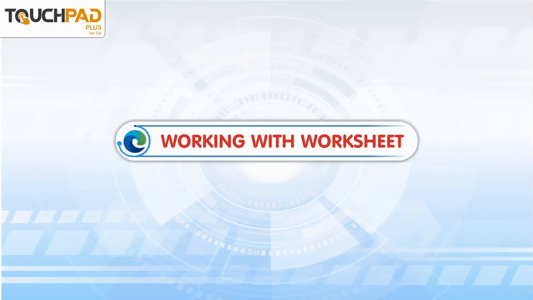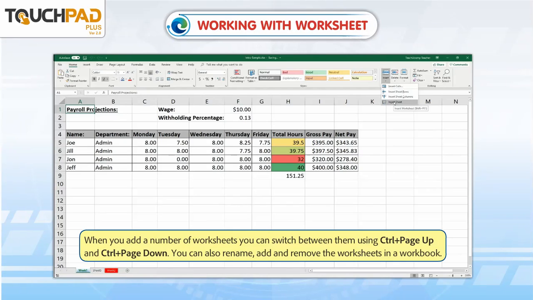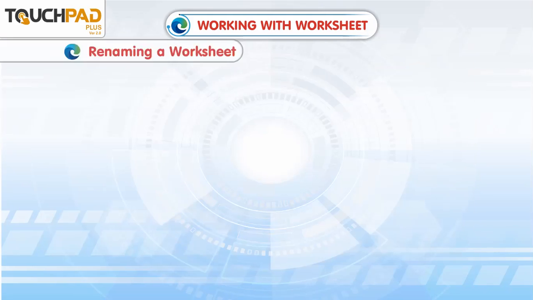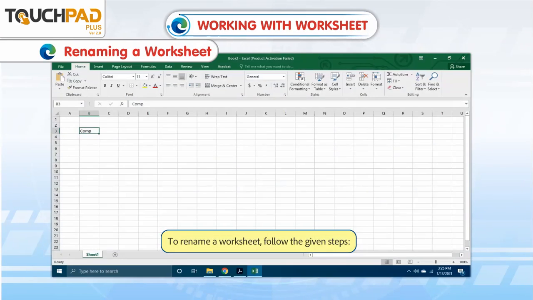Working with worksheet. When you add a number of worksheets, you can switch between them using Ctrl plus Page Up and Ctrl plus Page Down. You can also rename, add, and remove the worksheets in a workbook. Renaming a worksheet. To rename a worksheet, follow the given steps.